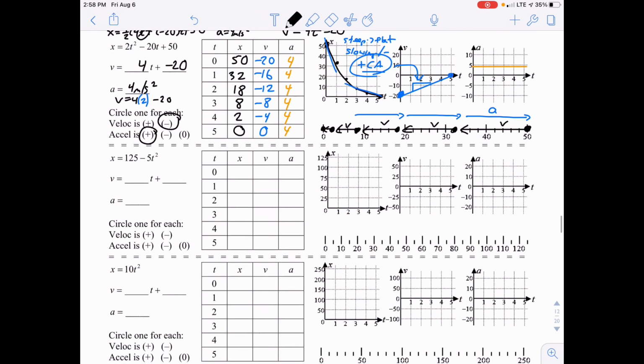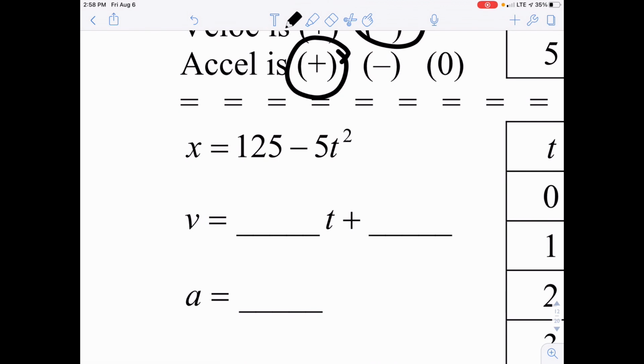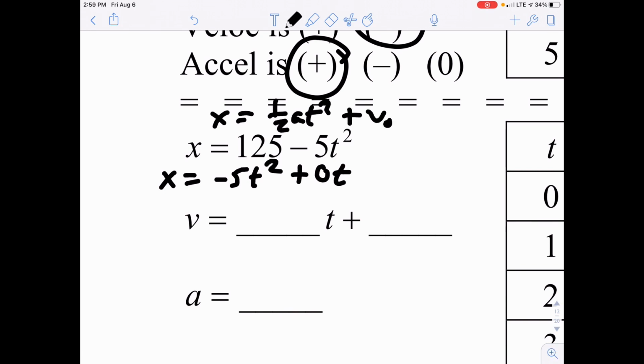Number 2, we have x equals 125 minus 5t squared. So we should rewrite this as x equals negative 5t squared, write this t squared term first, plus 0t. You need a v naught t section there, because remember the equation is x naught plus v naught t plus 1/2 at squared, and we rewrote it as 1/2 at squared plus v naught t plus x naught. So I need a v naught term, and if I don't have it, it's 0t. Plus the 125 we see right here. So just rewriting it like this.